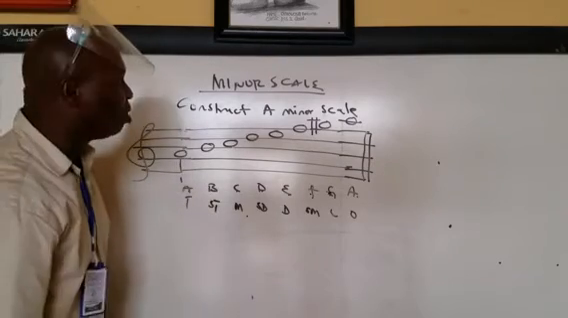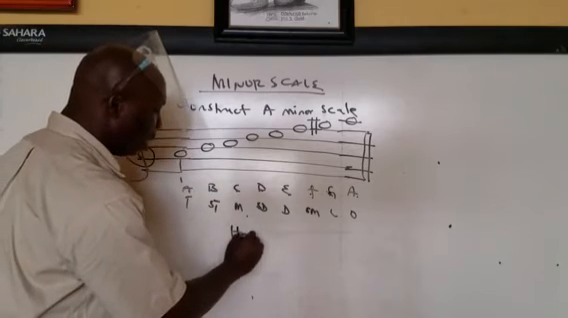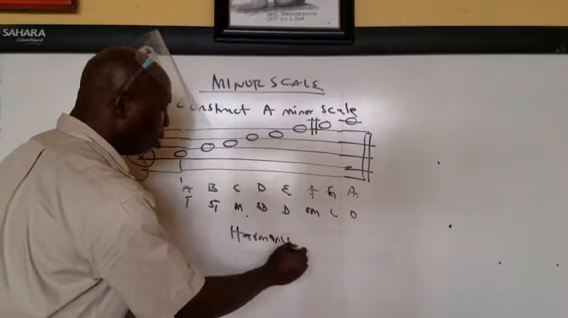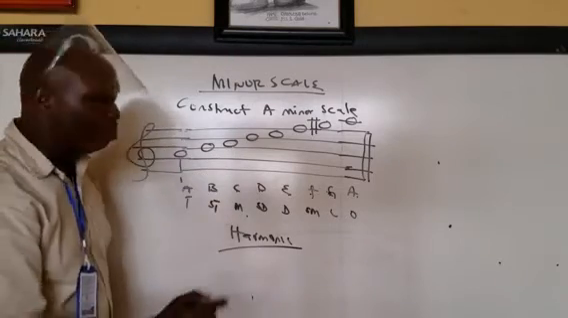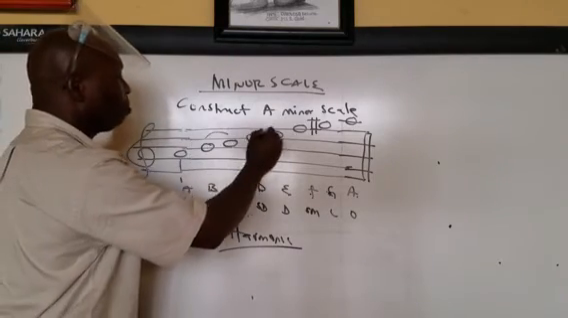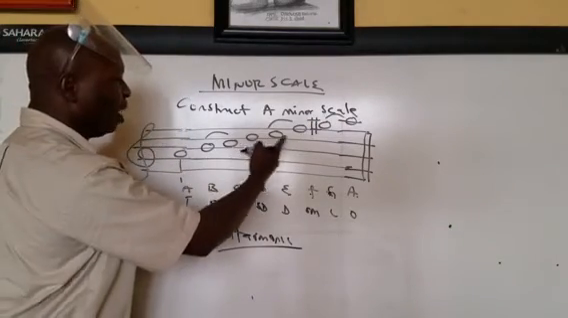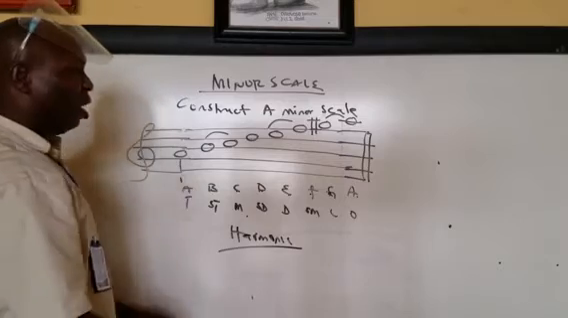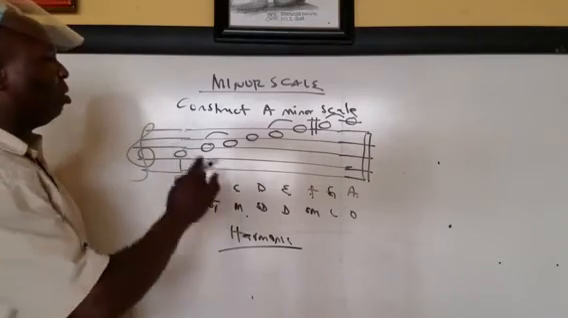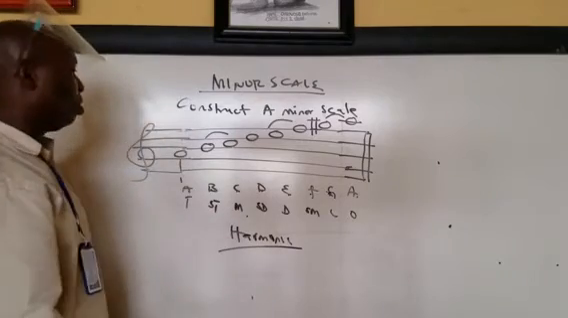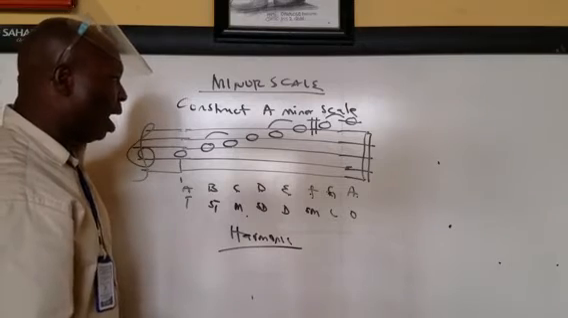And the harmonic minor scale in particular: the semitones occur between the second and third, fifth and sixth, seventh and eighth. This is an example of a harmonic minor scale without key signature.